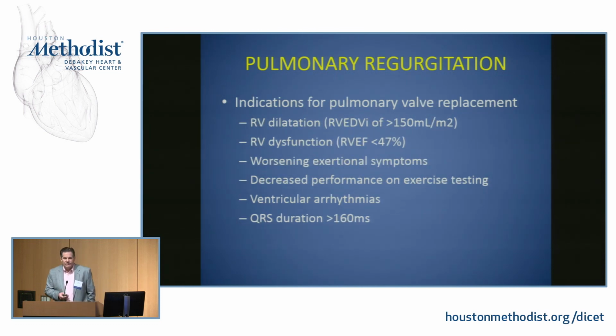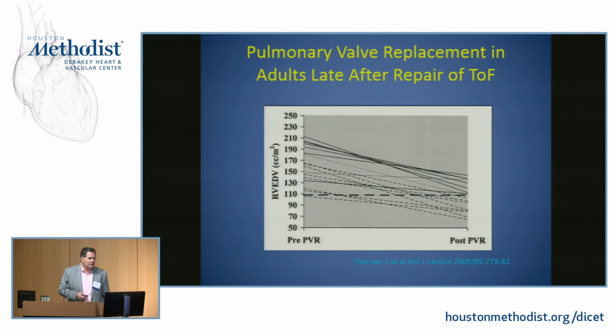The traditional indications for when to replace the pulmonary valve include an indexed right ventricular end-diastolic volume of 150, right ventricular dysfunction, worsening symptoms, decreased performance on exercise testing, ventricular arrhythmias, or a prolonged QRS duration.